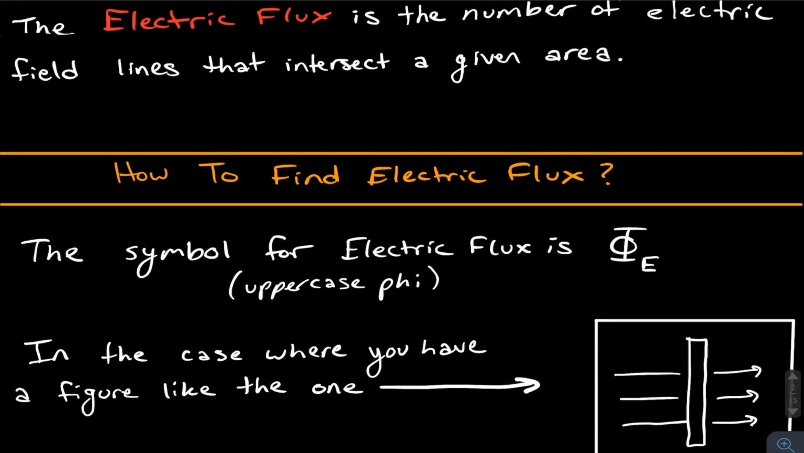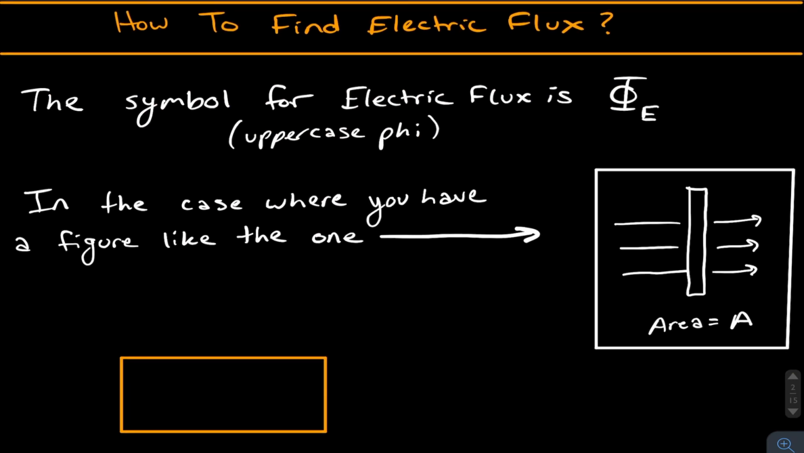Now, how do you find electric flux? Well, we need to at least understand what the symbol is for electric flux, because I'm going to throw that symbol in there a lot this video. The symbol is an uppercase phi, and it's usually denoted with a sub E, to denote that it's electric flux. There's other kinds of flux that we'll talk about in later videos.